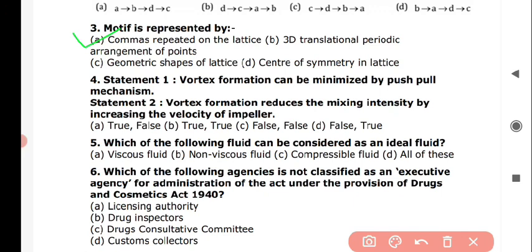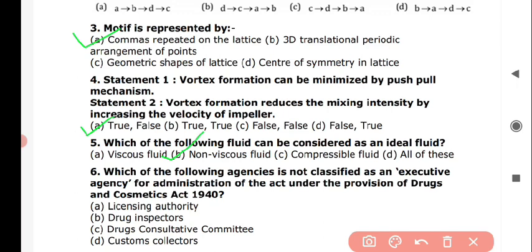So the correct answer for this question is option A, that is the statement 1 is true while the statement 2 is false. Next question is, which of the following fluid can be considered as an ideal fluid? And the correct answer is option B, non-viscous fluid.